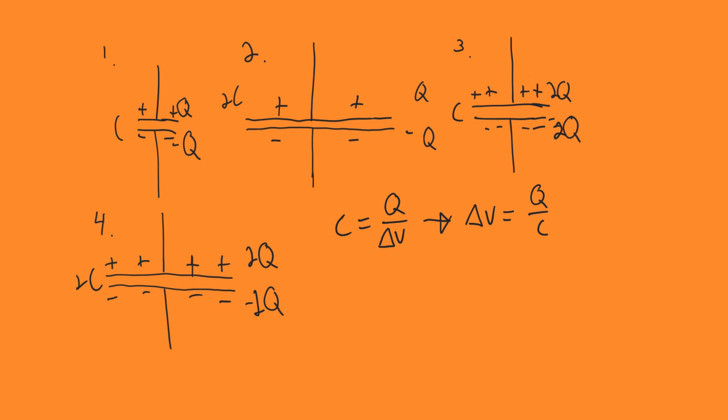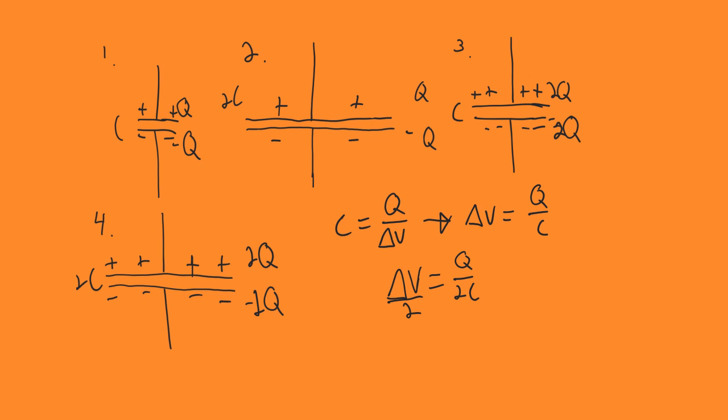Notice that the capacitance is doubled, but the charge on the capacitor is the same as number 1. So if we were solving for this, delta V is going to be equal to Q, but it's over 2C now. So this means that it's going to be half compared to number 1, half the change in electric potential. So we know that 2 is going to be less potential difference than number 1. So number 1 is going to be bigger.